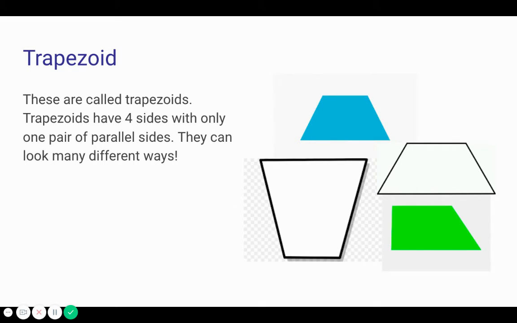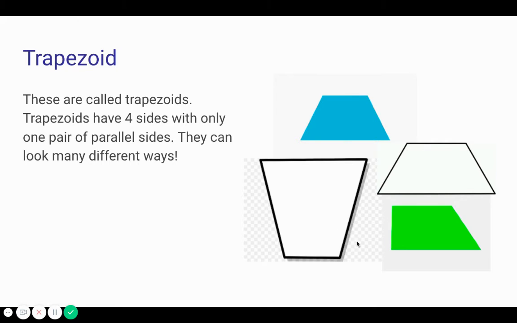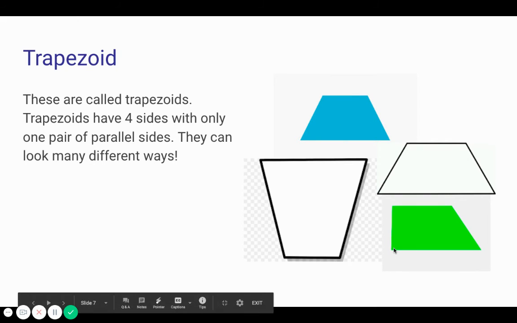And the last shape we will need to look at today is called a trapezoid. Trapezoid. So trapezoids have 4 sides. 1, 2, 3, 4. And they can look many different ways. So these are all trapezoids. Trapezoids will always have 4 sides.